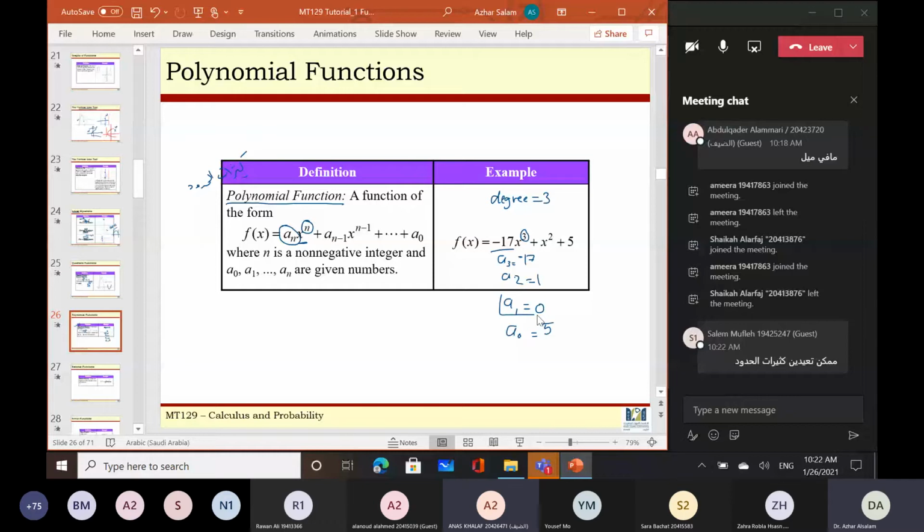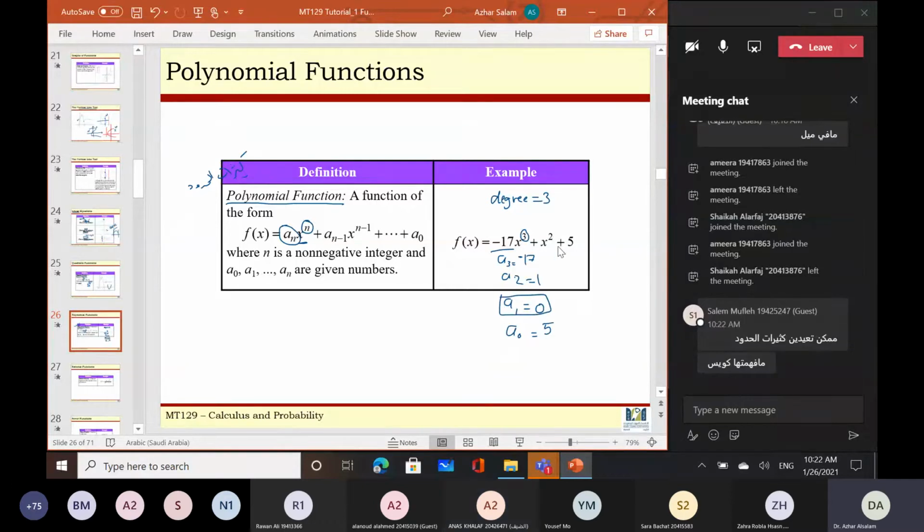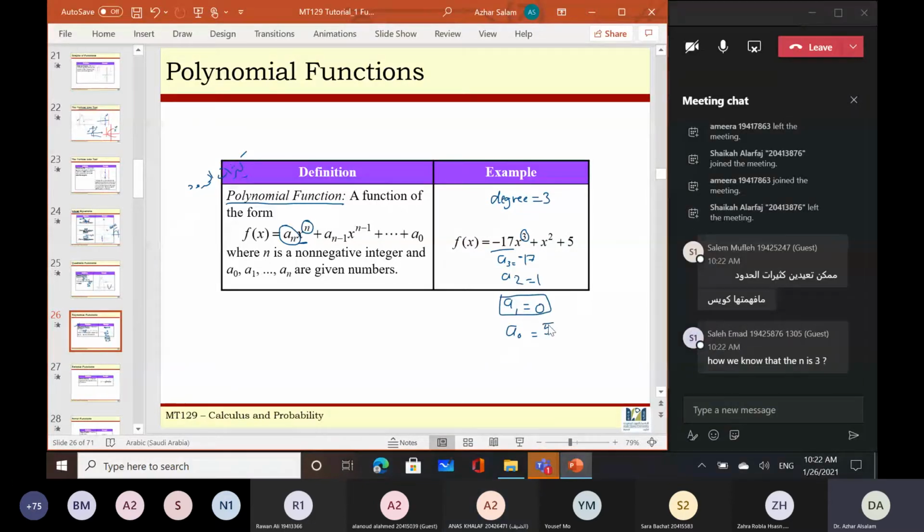Note here that I don't have x to the power 1, so the coefficient a1 will be 0. Of course, here the degree must be non-negative to be a polynomial. لابد أن تكون أعداد صحيحة integer، أعداد صحيحة موجبة. لازم هنا الباور the degree should be non-negative integer. لازم تكون الأس أعداد صحيحة غير سالبة، ما تكون لا أعداد سالبة ولا أعداد كسرية.